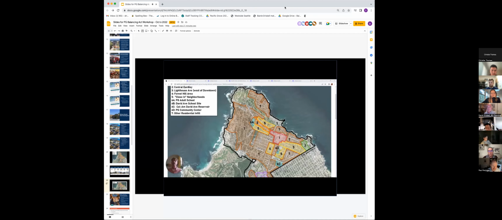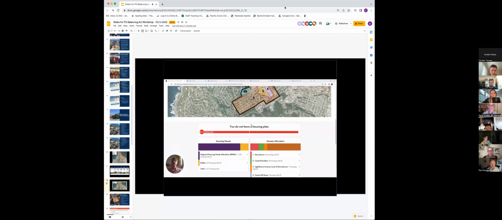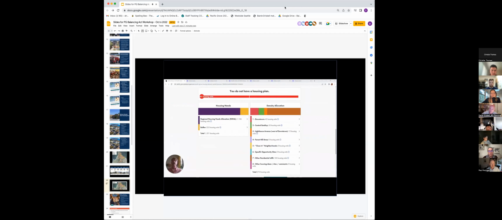Below the map are 2 columns, the housing needs column to the left and the density allocation column to the right. The total at the bottom of the housing needs column indicates the target number of housing units we need to plan for. This will be your goal. The total number is determined by the regional housing needs allocation, which was set by the state, plus a buffer amount. It's recommended that this buffer be between 15 to 30%. Begin by choosing your buffer amount.